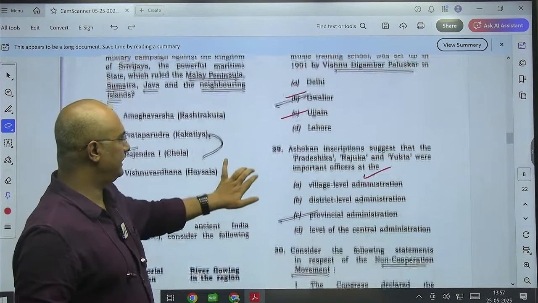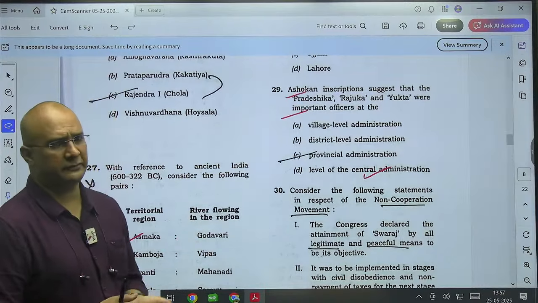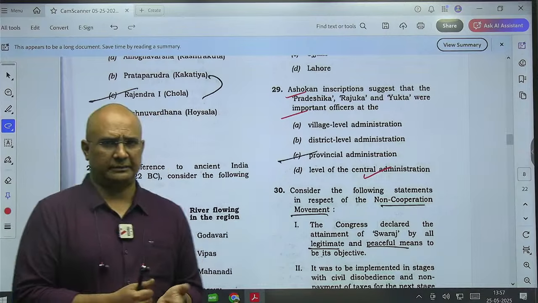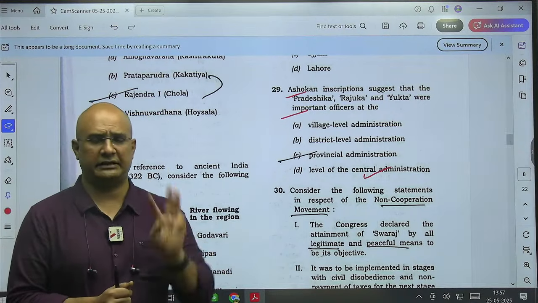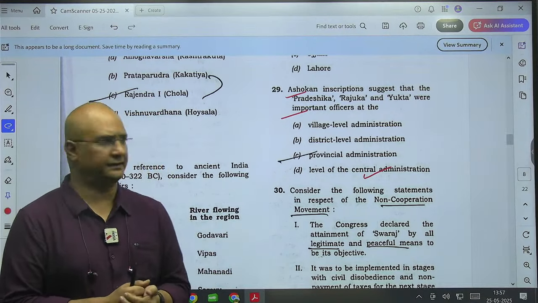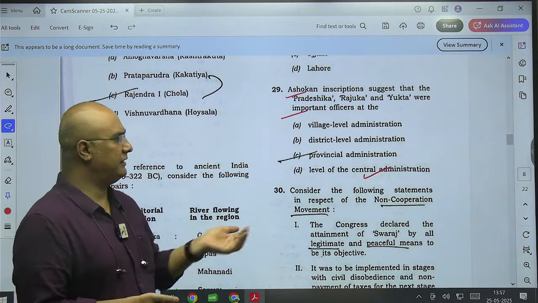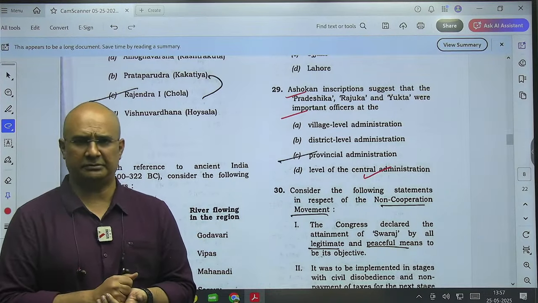Remember that. 28. Now the 29th question, again a straightforward question from ancient India with respect to the Mauryan Empire's administrative system, and that's coming from the Ashokan inscription. What they have done is they have given names of 3 officers, Pradeshika, Rajuka and Yukta, and asking you at which level these people were functioning in the hierarchy of the administration.